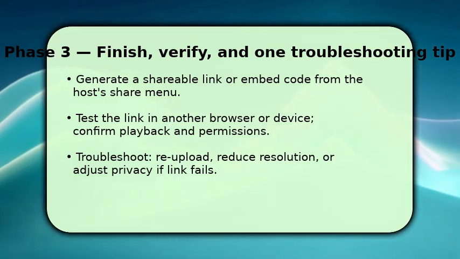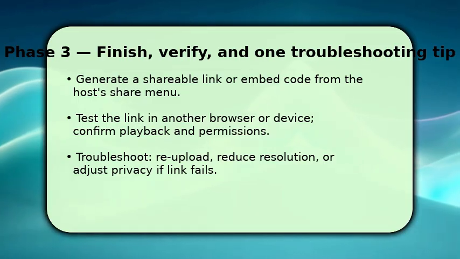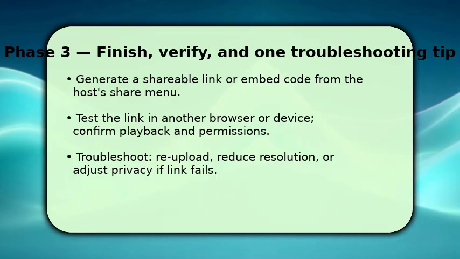If something goes wrong, re-upload a smaller file or change privacy settings. In many cases, reducing resolution or switching from private to unlisted fixes access problems quickly.